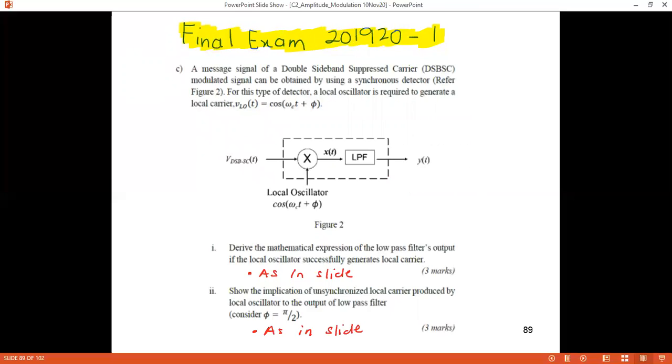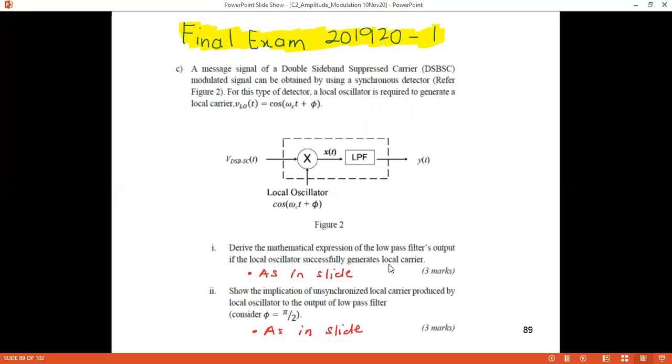Okay. And then part C, the same semester, you are given this diagram. So your message is double sideband suppressed carrier. So it uses a synchronous detector. So this is the detection part. And then for this type of detector, a local oscillator is required to generate a local carrier, cos(omega CT plus phi). Okay. So derive the mathematical expression of the low pass filter output if the local oscillator successfully generates the local carrier.